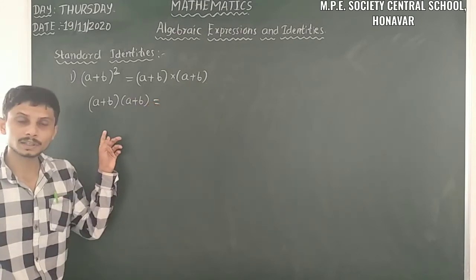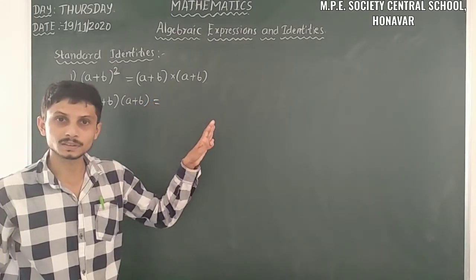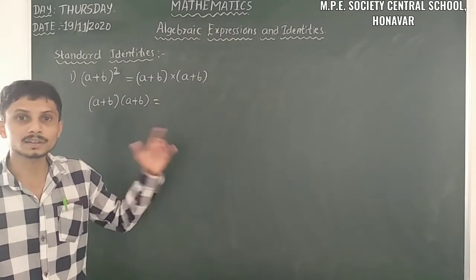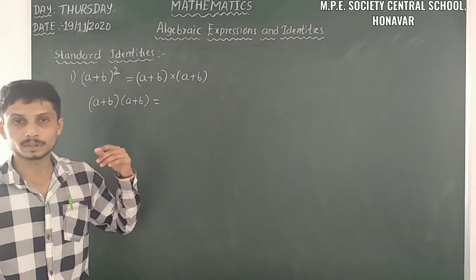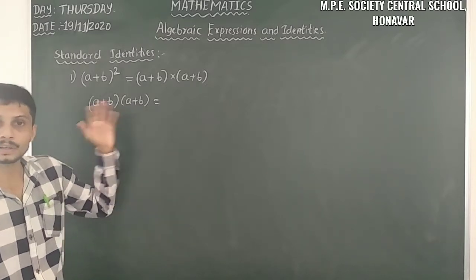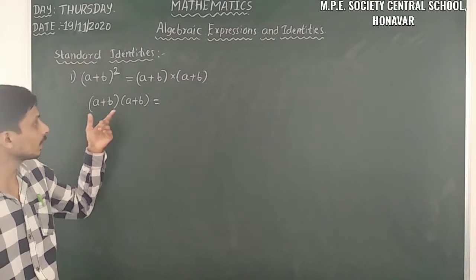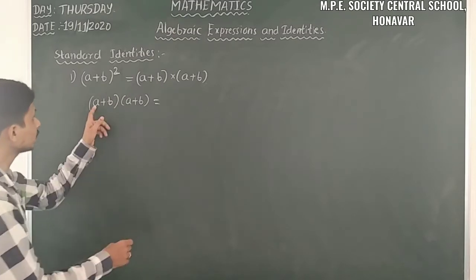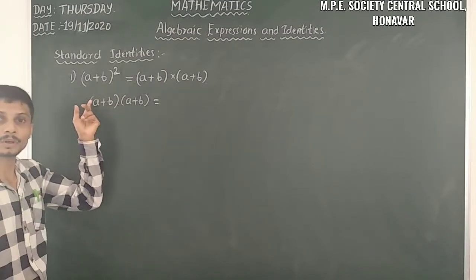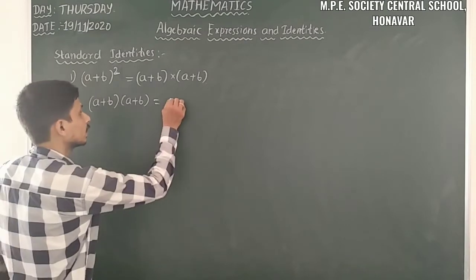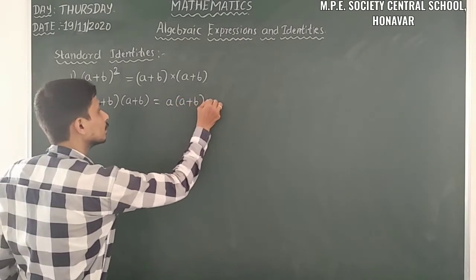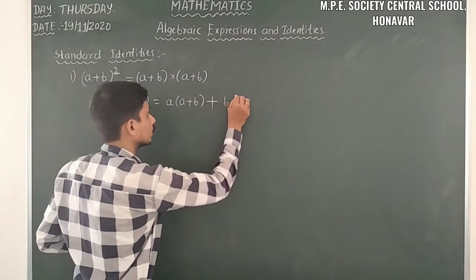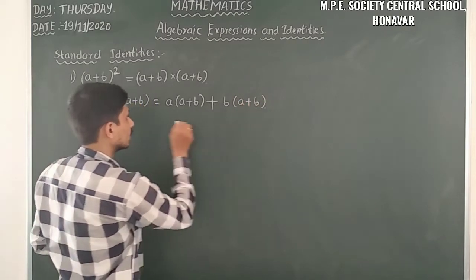Here we know it is the multiplication of two binomials. So what we have to do? Consider one of the binomials as a monomial and the other as a binomial. I will take a plus b as a monomial, and this one is a binomial. Firstly we multiply this monomial with the first term of the binomial, that is a into a plus b, plus b into a plus b.